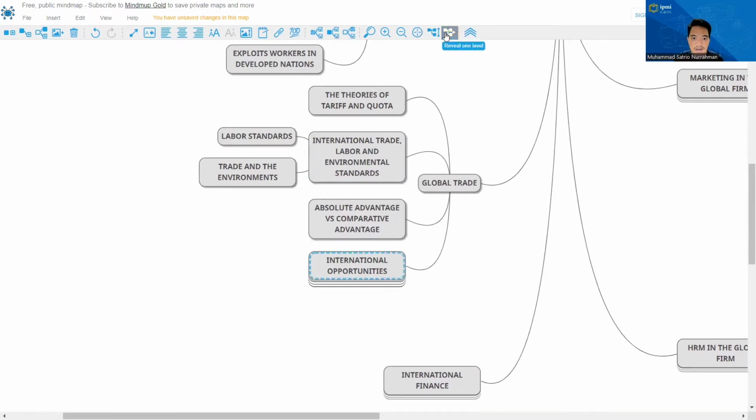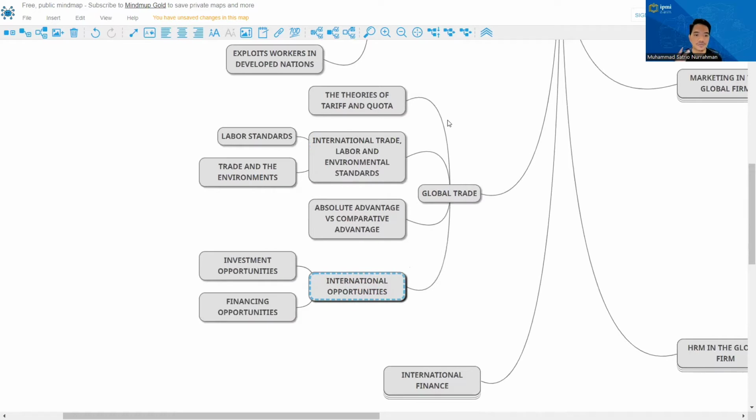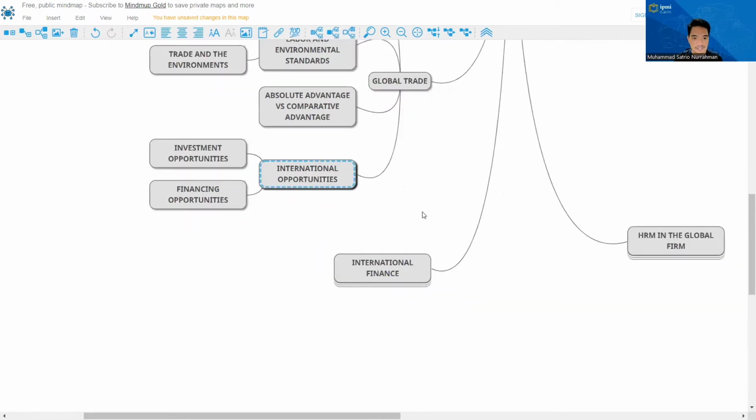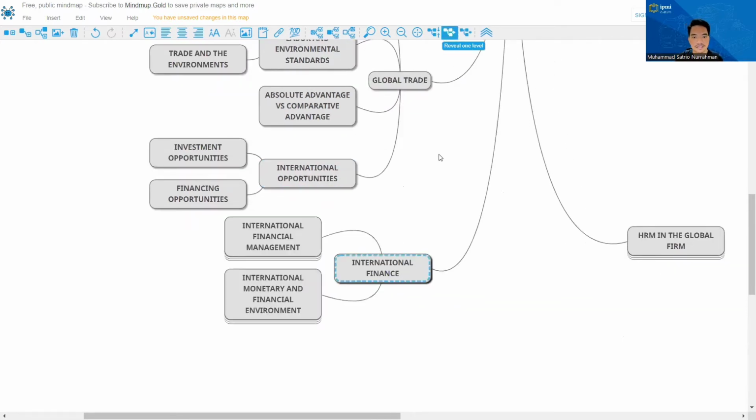Next is about international opportunities. We'll divide into 2. The first one is investment opportunities, and the second is financing opportunities. Investment opportunities means marginal returns on multinational projects are above those of purely domestic firms, and financing opportunities means a multinational company can obtain capital funding at a lower cost due to its larger opportunity. That's all for the second topic, global trade. Now let's move to the next topic, international finance.